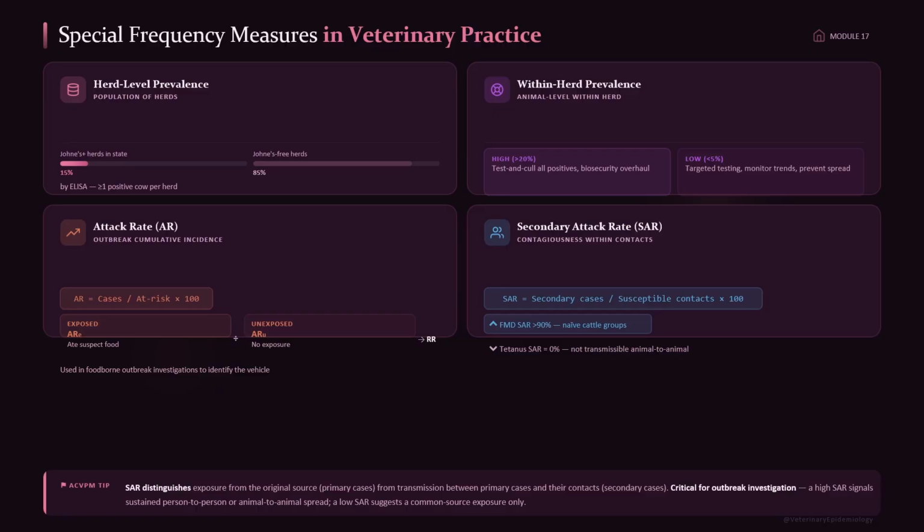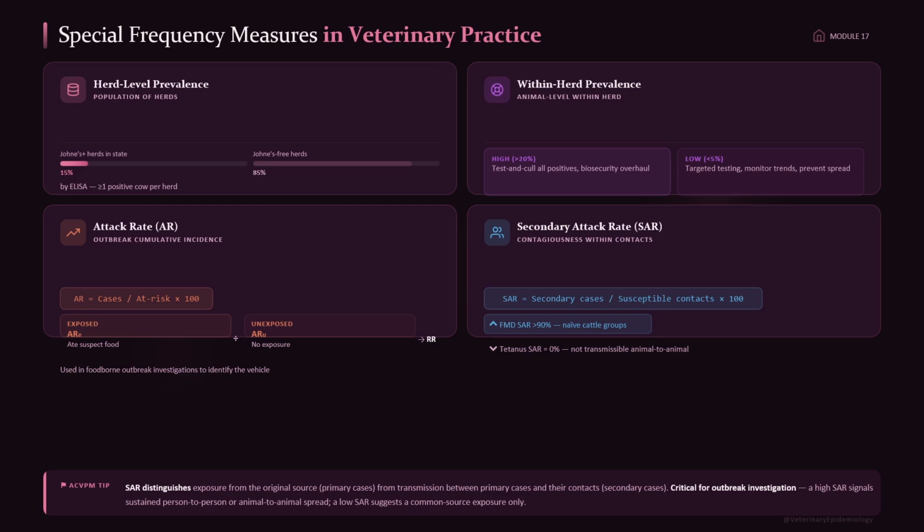Epidemiology has a wrinkle human epi mostly doesn't. We care about two population units at once. Let's unpack that and then layer in the outbreak measures that go with it. This slide captures something uniquely veterinary. We constantly juggle two levels of prevalence. We want to know how many individual animals are infected, and separately, how many herds are infected. Both matter and they tell very different stories.